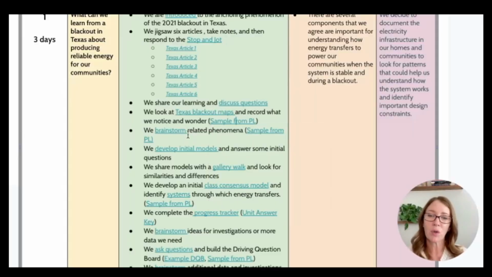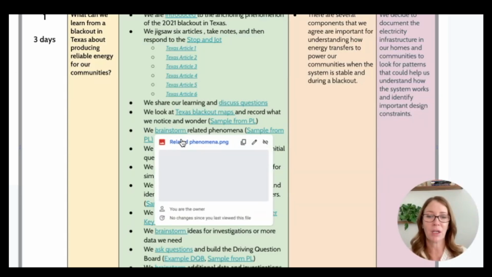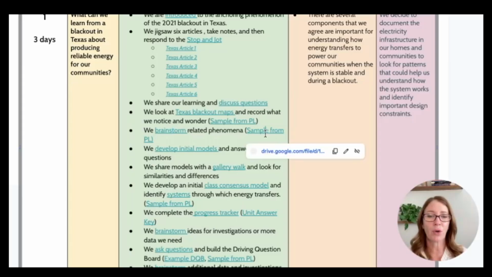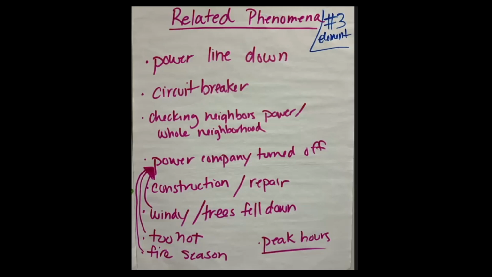And then we brainstorm some related phenomenon. And here is the slide that will help you prompt to do this. They already stopped and jotted, so we haven't shared that yet. We can share it now. That was a scaffold to get some ideas out. And then we create a chart of sample related phenomenon.